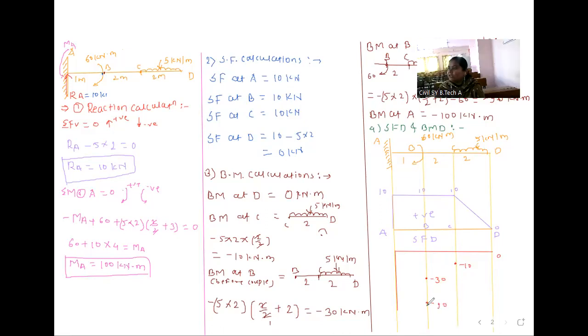Minus 90. So here a sudden drop comes because of the moment couple applied here. Now we will join this.